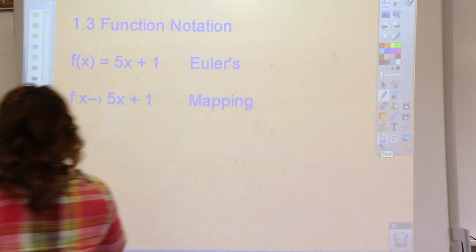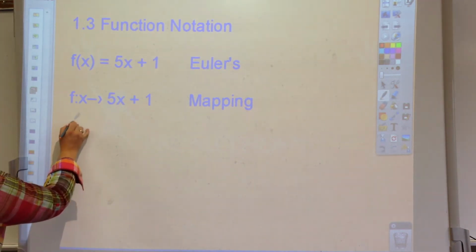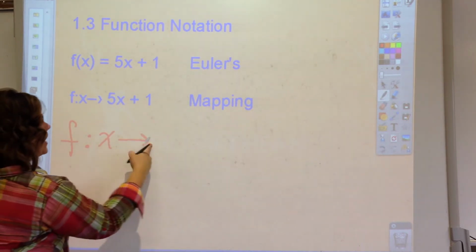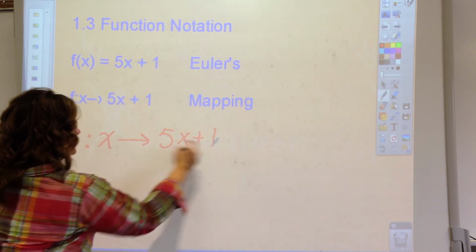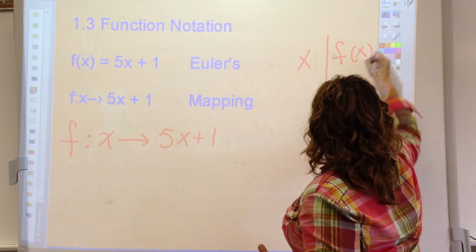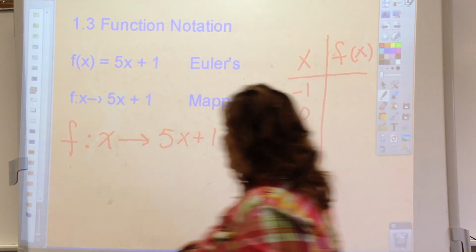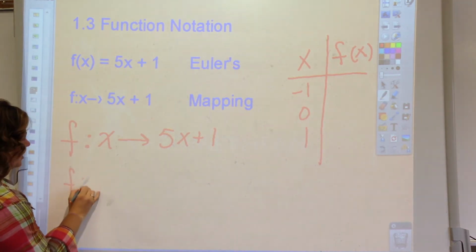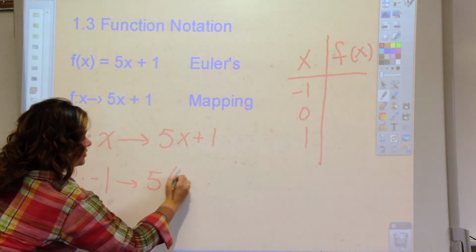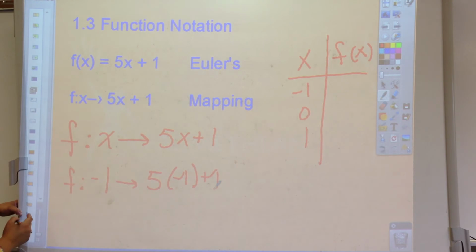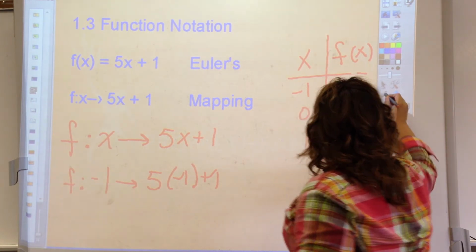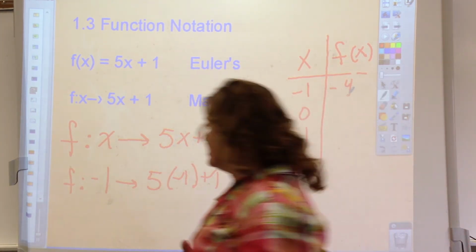Now, this notation is a little bit odder to us, but it actually makes a whole lot more sense. Here, this is what you're seeing, an arrow to 5x plus 1. And let me go ahead and use the same points, -1, 0, and 1. And what's going to happen is when we plug in -1 for x, everywhere we have x, we're going to replace it with -1. And when I do that, I get -5 plus 1, which is -4. So you see I'm getting the exact same solutions that I did before.